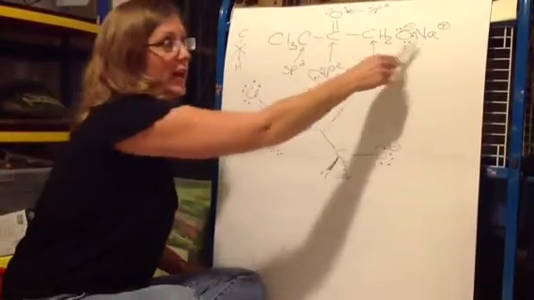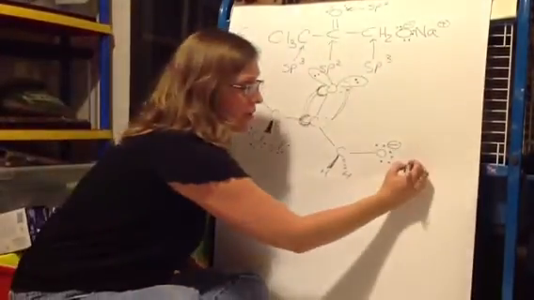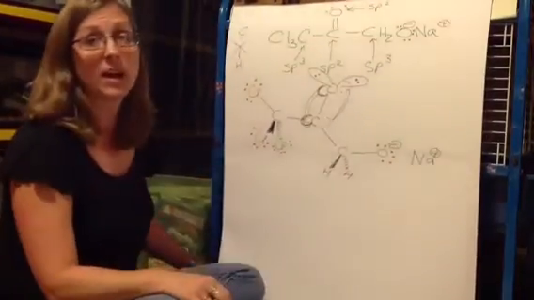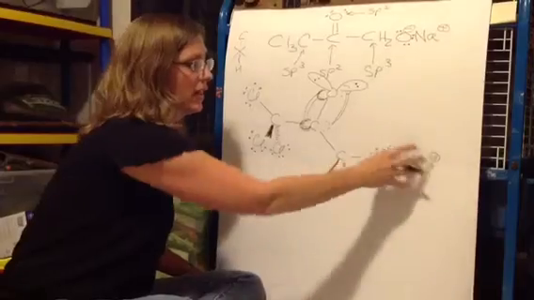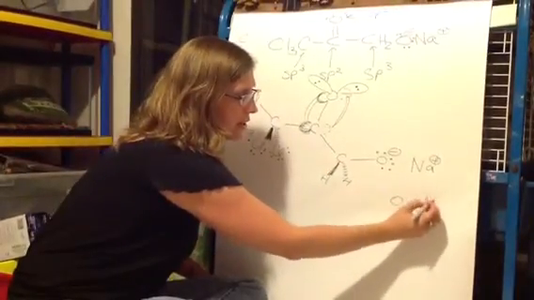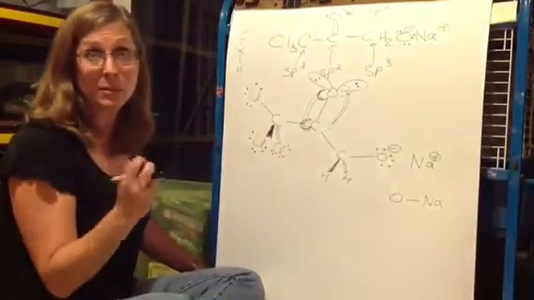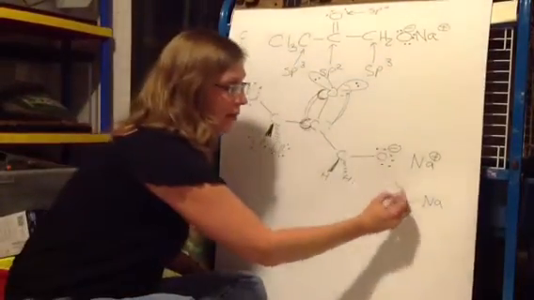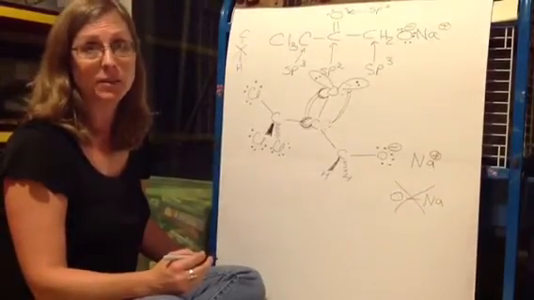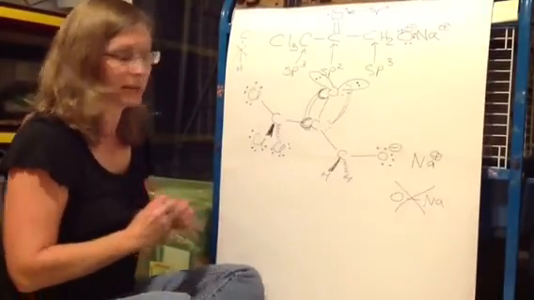And then the counter ion with this salt is a sodium plus. So when we have an ionic bond, we just draw the plus and the minus next to each other. What we want to resist is the urge to connect them, because that would represent a covalent bond. And this is, in fact, an ionic bond. So we want to make sure we draw that properly.